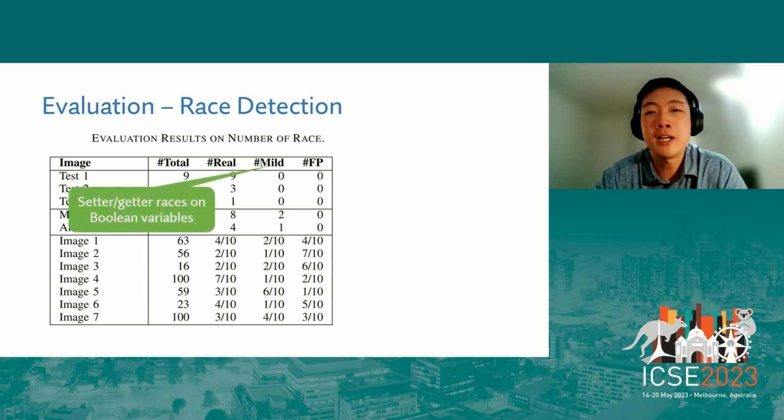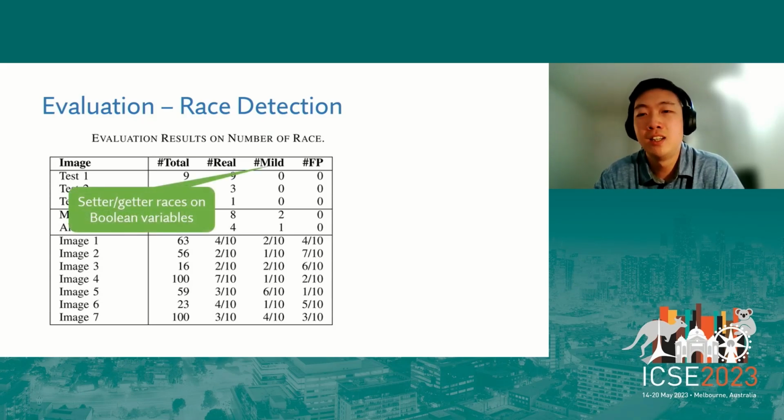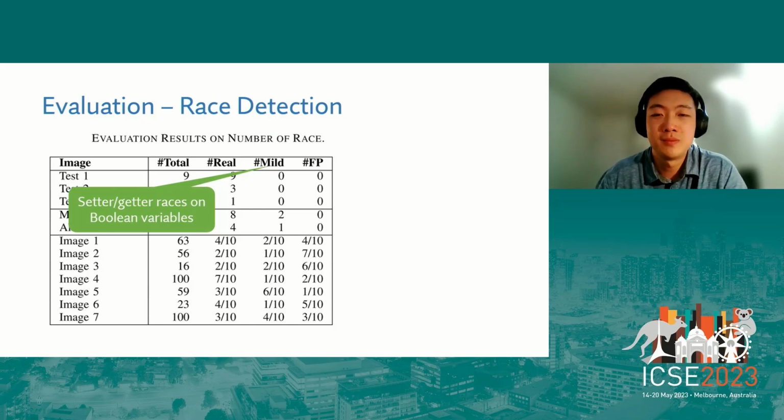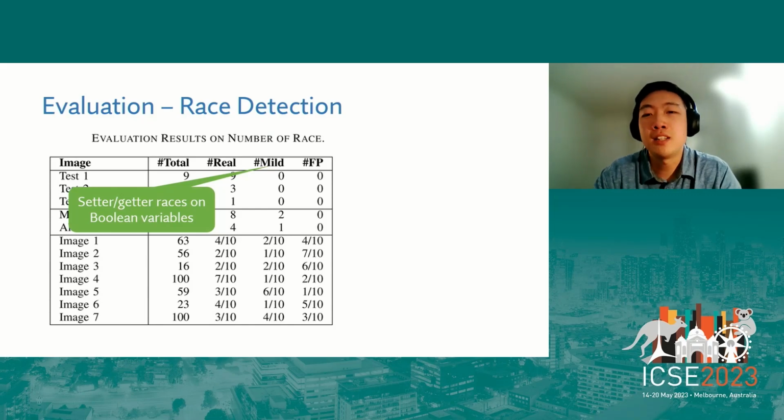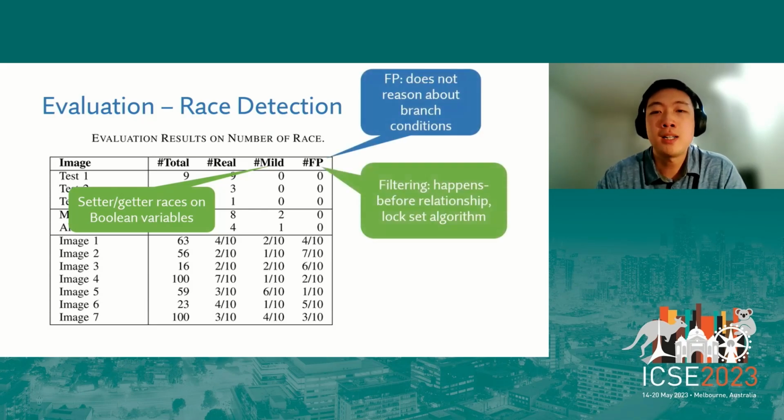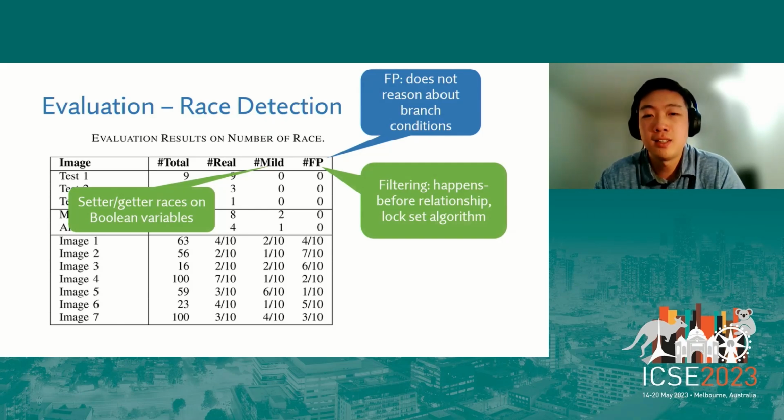A common case for the mild race is the setter and getter race on Boolean variables, where the setter and getter can be invoked by the UI thread at any time. SmallRace does not offer a soundness or completeness guarantee. It can introduce false positives, and it does not reason about branch conditions. Also, our tool has false alarms due to the over-approximation of the pointer analysis and the trade-off between efficiency and precision.